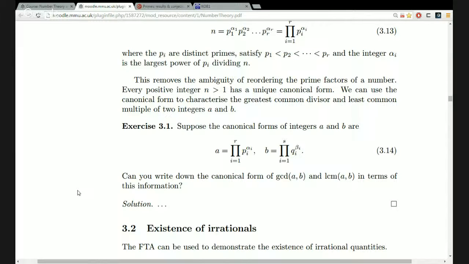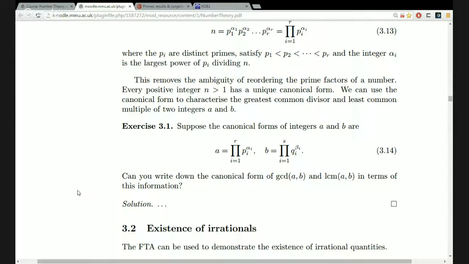So A has some canonical form, which is the product over i equals 1 up to r of Pi to the alpha i, using the same notation, and B is the product over i equals 1 up to s of Qi to the beta i. Remember this capital pi is the product notation, just like we use capital sigma for sums, we're using capital pi for products. It works in the same way.